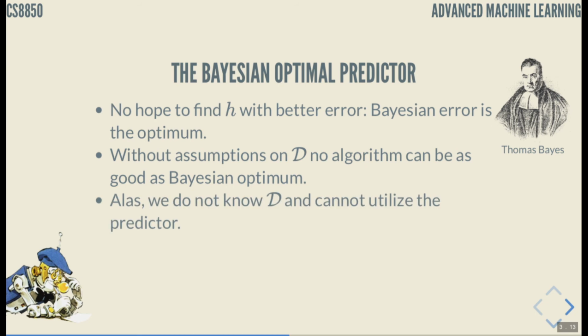Without assumptions on D, the data generating distribution, no algorithm can be as good as the Bayesian optimal. And alas, we don't know D, we don't know the data generating distribution, so we cannot utilize the Bayesian optimal predictor, because we don't know the conditional probability of a label given the data.